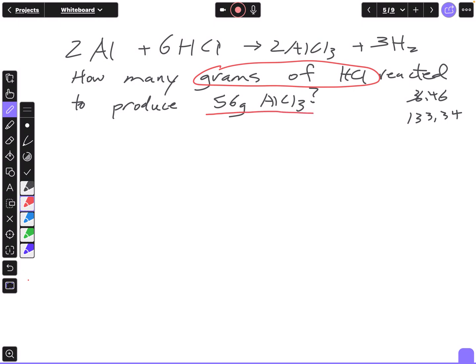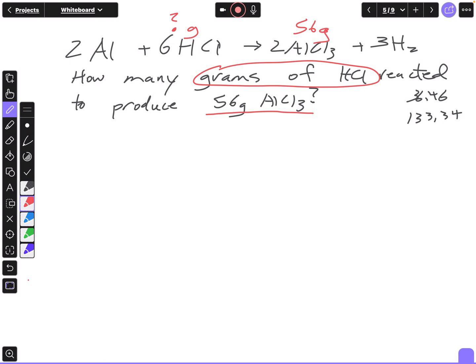So what it's saying is that this reaction happened theoretically. If we get 56 grams of this, like say if we wanted 56 grams of AlCl3 in a reaction, we would need to figure out how many grams of HCl we need to react to get that. That's a grams to grams. That is a 3-step problem.